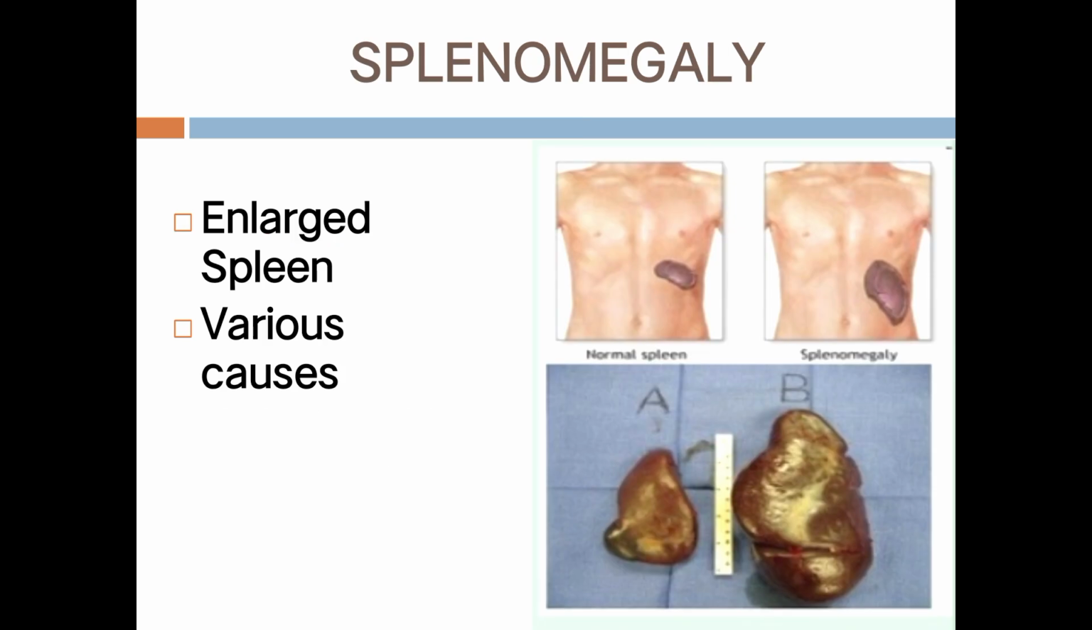Then splenomegaly, an enlarged spleen, with various causes. These are the examples: before, a normal spleen, then splenomegaly, where it becomes enlarged. So that's all my report.